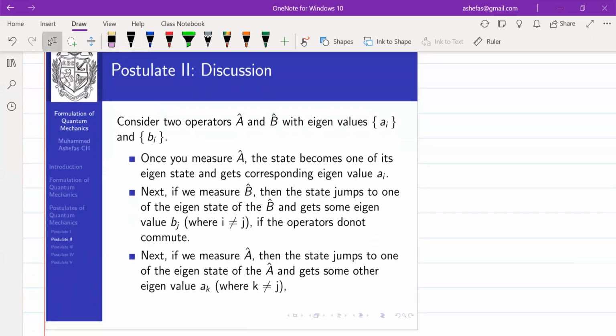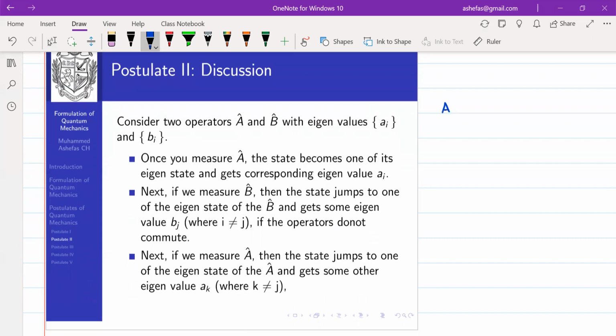Okay, again there are certain more repercussions of the postulates. So consider two operators A and B with eigenvalue sets A_i and B_i. Operator A has eigenvalues A1, A2, A3, etc., and B has eigenvalues B1, B2, B3, etc. Once you measure operator A, what will happen? The state becomes one of its eigenstates and gets the corresponding eigenvalue A_i.